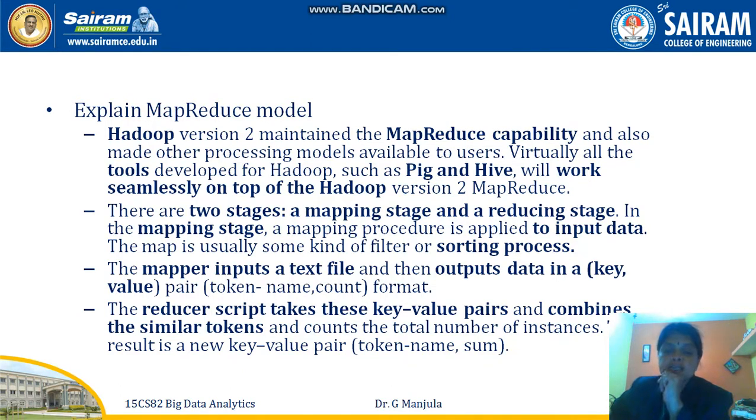Reducer script is another stage, or the second stage, of the map reduce algorithm. Now what I do in the reducer script, it takes these key values, that means the output of the mapper. The output of the mapper will be considered, that is the key value, and it combines the similar tokens and counts the total number of instances that may result in a new key value pair. That is called a reducer.